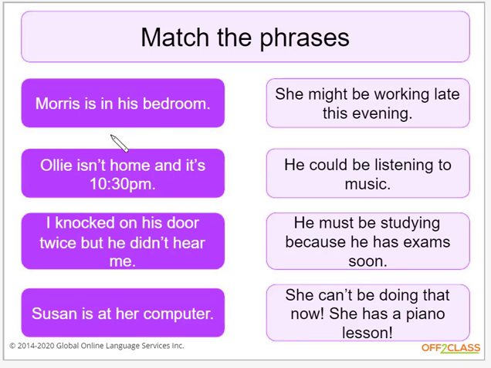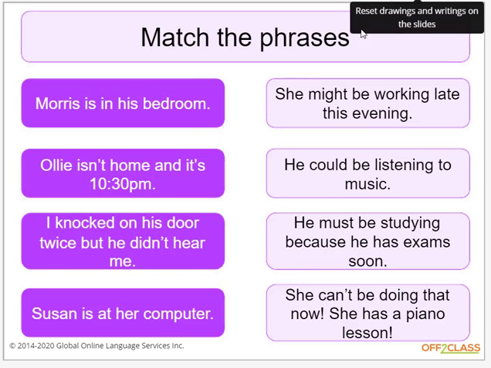So Morris is in his bedroom. First of all, Morris is a guy's name, so we can eliminate the ones that have she, right? So it's a guy. So Morris, he could be listening to music. He must be studying because he has exams. It could be. So here's what's interesting: it could be either of these, right? He could be listening to music in his bedroom. He must be studying for exams because he has exams. It could be either of those. We don't know. That's an interesting one. Let's keep going.